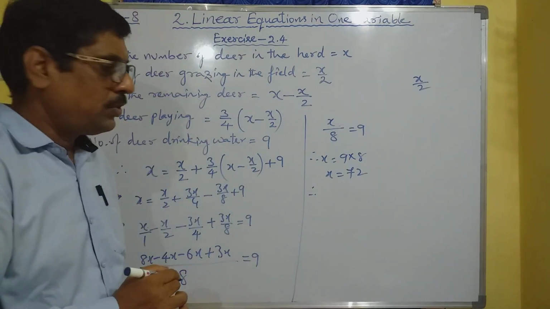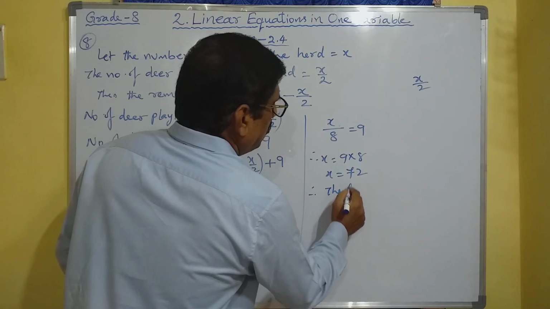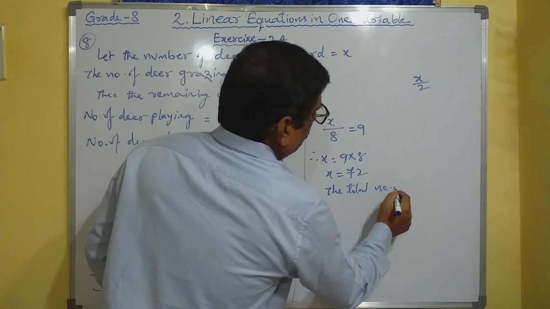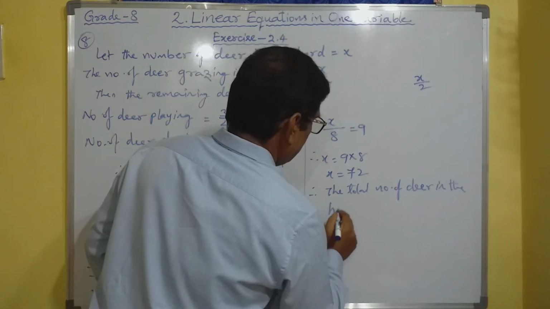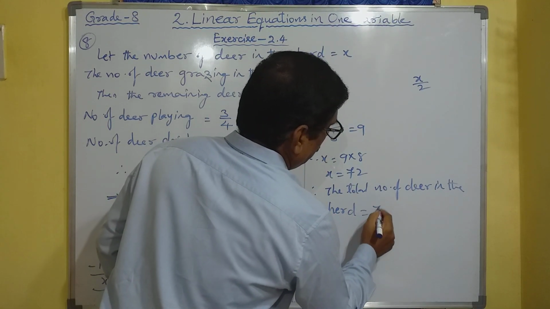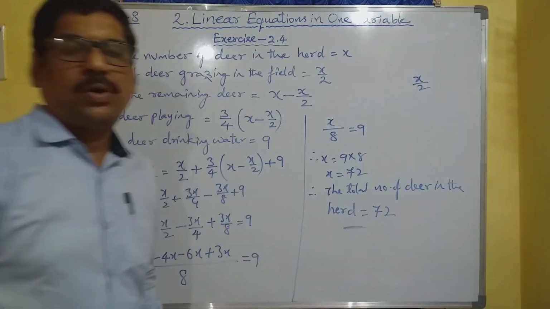Therefore, the total number of deer in the herd is equal to 72. Okay?